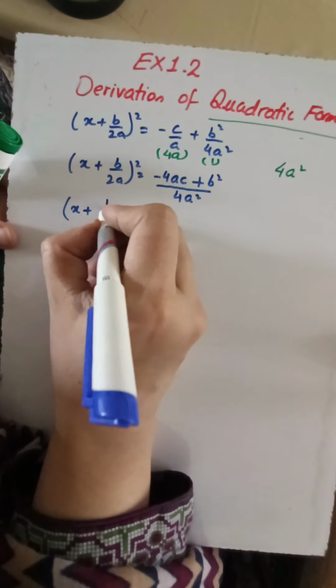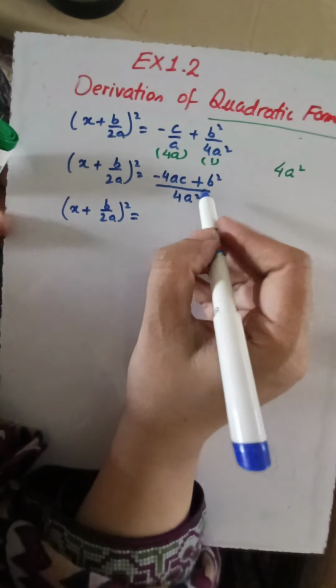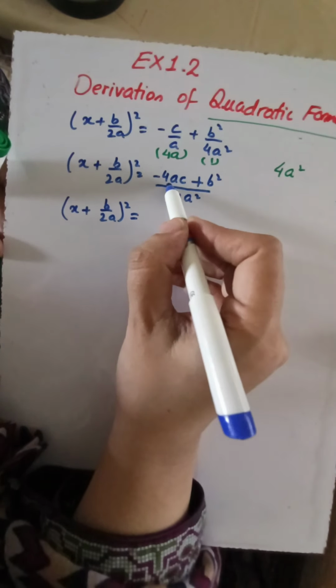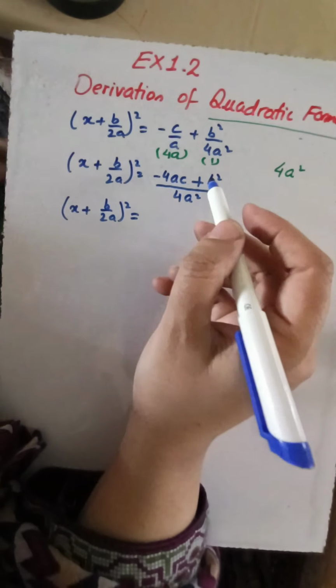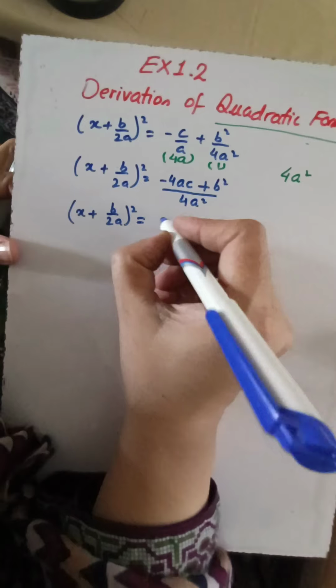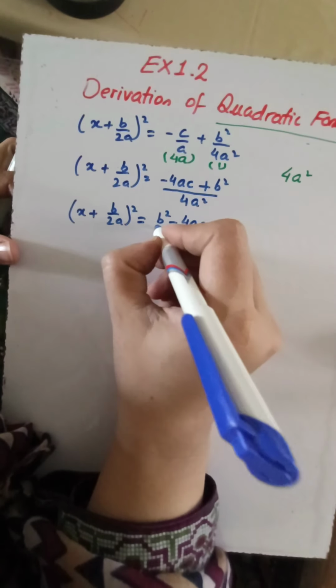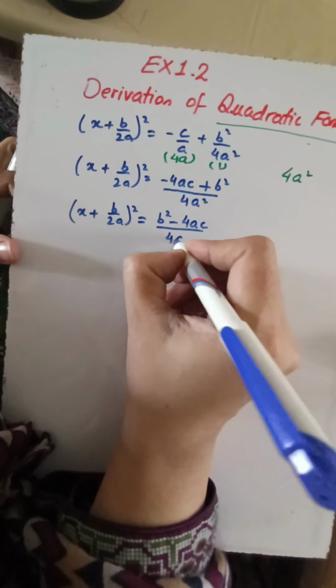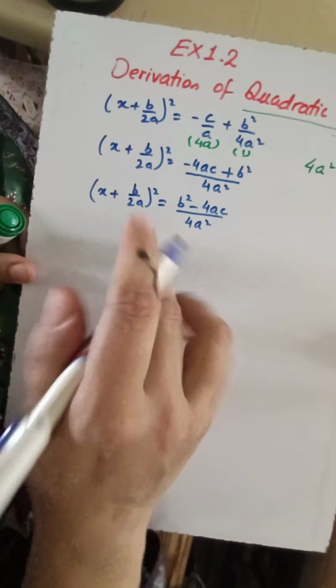Okay, so x plus b over 2a whole square is equal to, I am going to write this b square first and this in the second term, because that is what we like to see. Okay, b square minus 4ac over 4a square. So this is the expression we get. Now I'm going to get the square root of both the side.